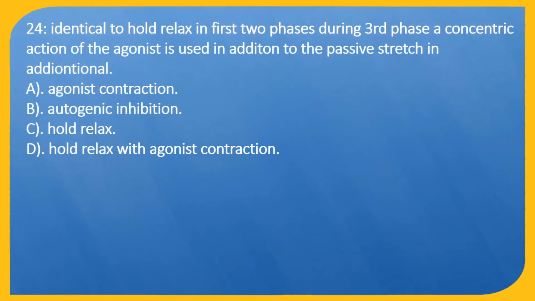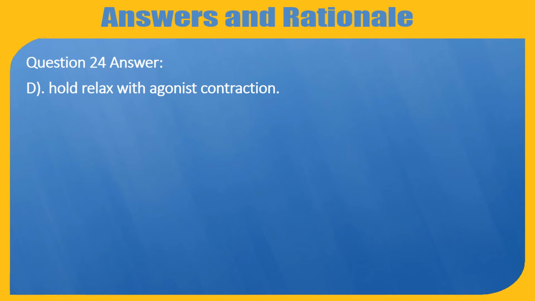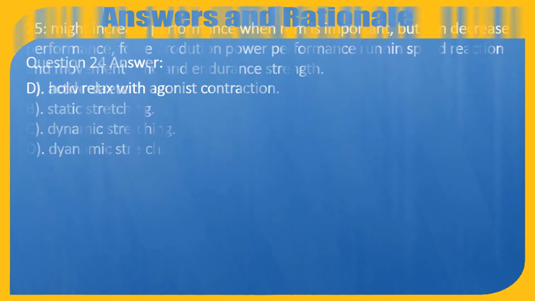Question 24. Identical to hold relax in the first two phases; during the third phase a concentric action of the agonist is used in addition to the passive stretch. A. Agonist contraction. B. Autogenic inhibition. C. Hold relax. D. Hold relax with agonist contraction. Question 24. Answer: D. Hold relax with agonist contraction.